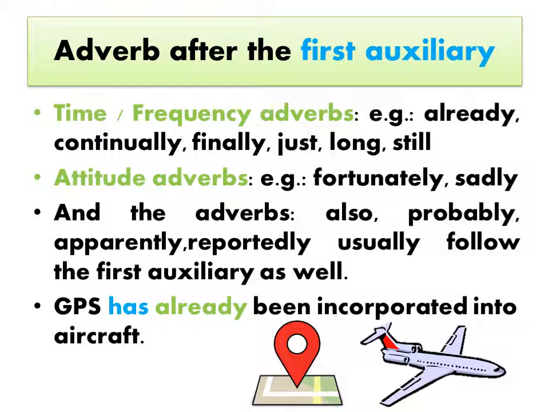For example, GPS has already been incorporated into aircraft. So the first auxiliary is has, and my adverb is already. This adverb, already, is a time or frequency adverb, so it must be placed after the first auxiliary, which in this case, I repeat, is has. So the correct place will be after the auxiliary has. GPS has already been incorporated into aircraft. As simple as that.